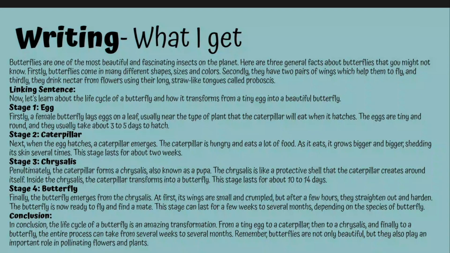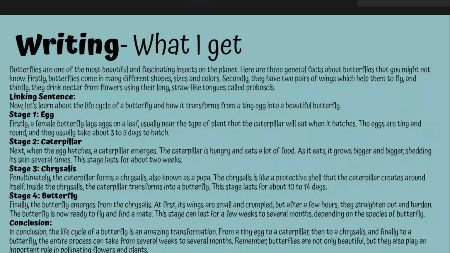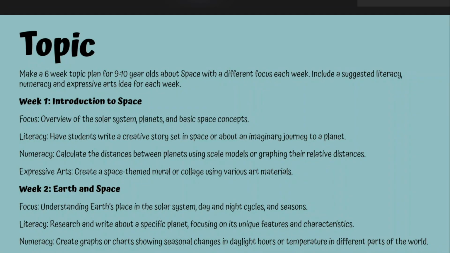Another thing I've also used it for is making a topic plan, a 6-week topic plan for 9 to 10-year-olds about space or about the history of Scotland. And I've asked it to give me suggestions for literacy activities, numeracy, and expressive arts. And then just looking through the suggestions, not to say that you might like everything, but it certainly makes planning a lot easier if you're teaching a topic that you're not as confident with.